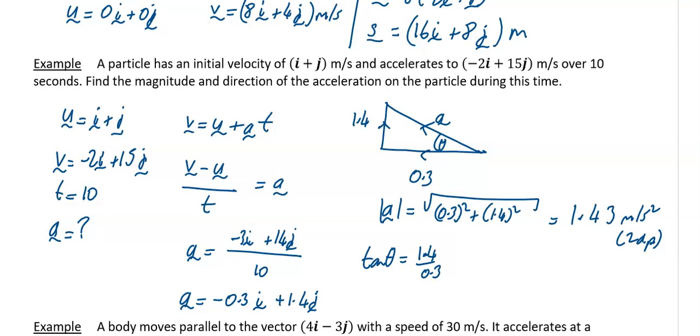1.4 divided by 0.3, because tan is equal to opposite over adjacent. So tan to minus 1 of 1.4 divided by 0.3 works out to be, my theta works out to be 77.9 degrees. I've given that to 1 dp, so 3 sig figs really, they both are, and that's it. So that is above horizontal as well.